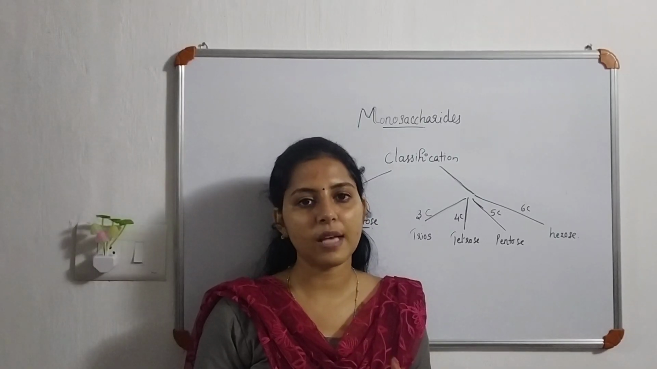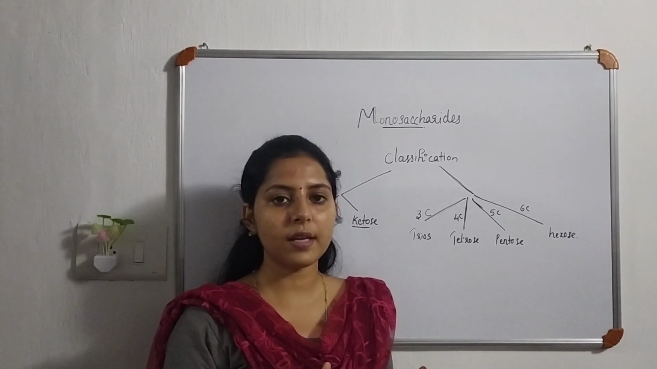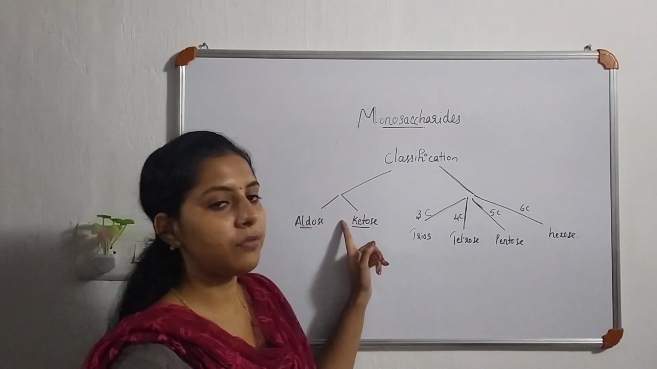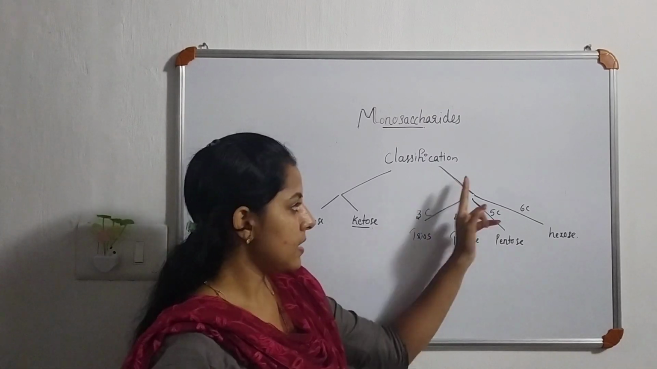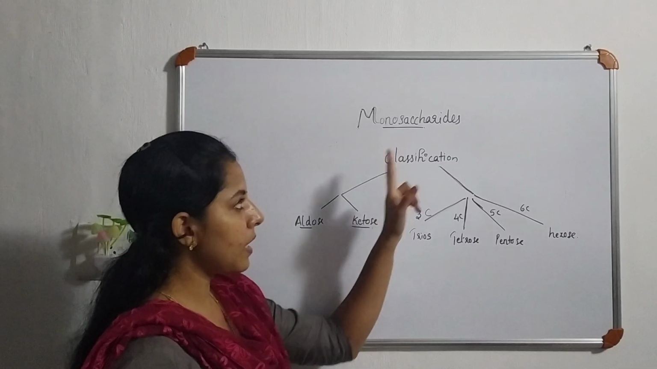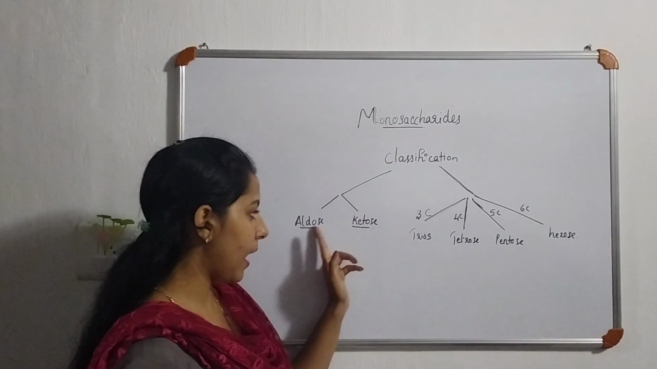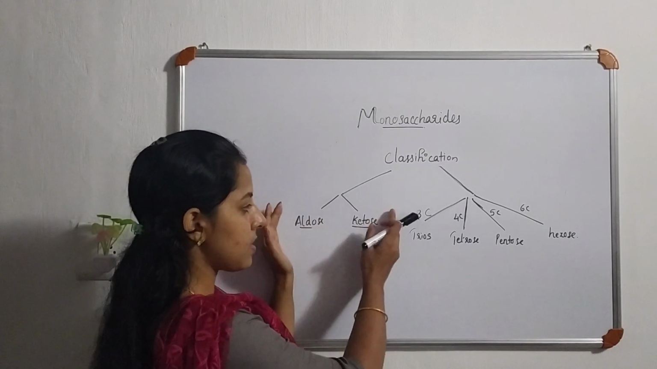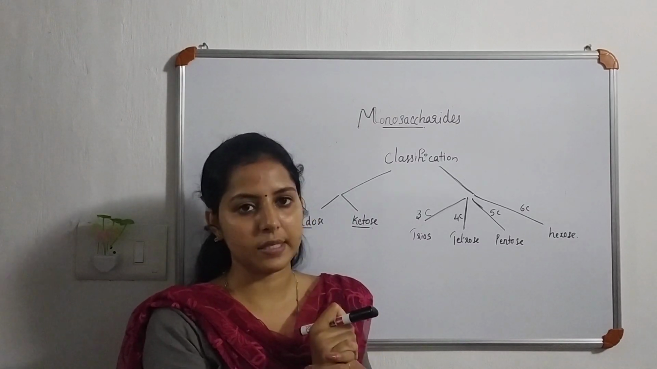Let's discuss monosaccharides in detail. First, their classification. Monosaccharides can be broadly classified into two categories. First, on the basis of the functional group present in it, whether it is aldehyde or ketone. Second, on the basis of the number of carbon atoms. If the monosaccharide unit contains an aldehyde, CHO group, as the functional group, it is called an aldose. If it contains a ketone, it is called a ketose. So this is the first classification, based on the nature of the functional group present in it.